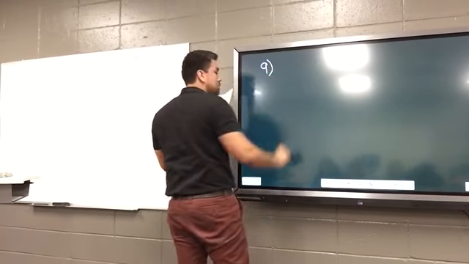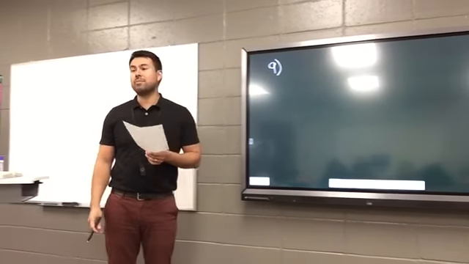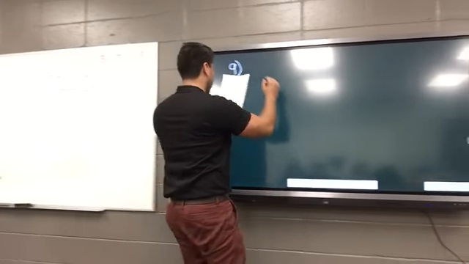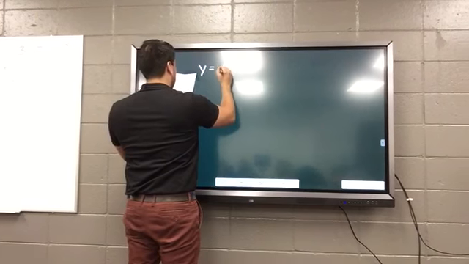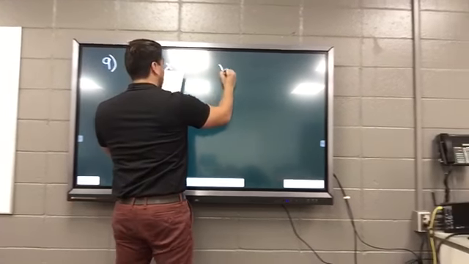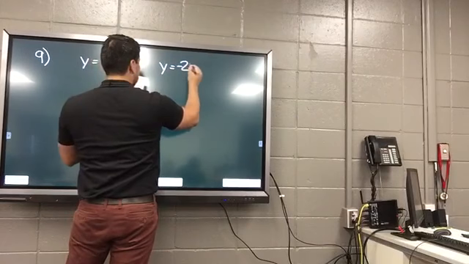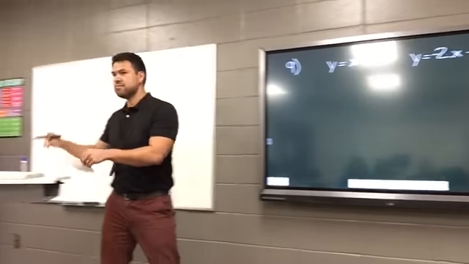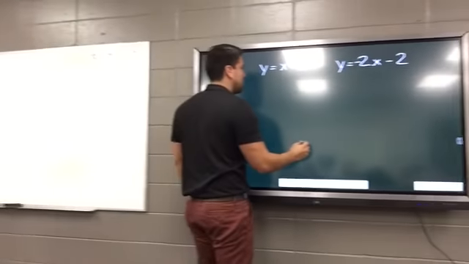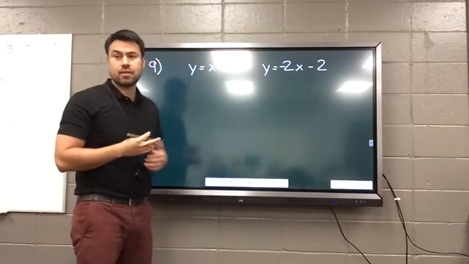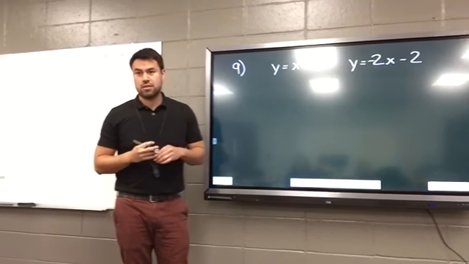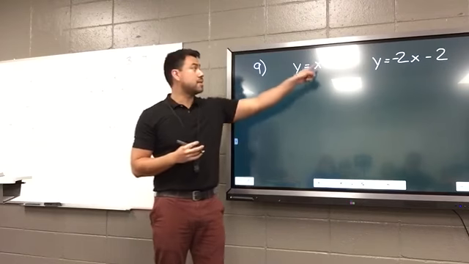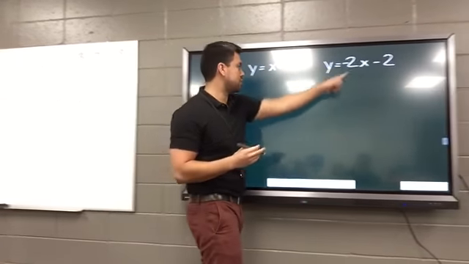And thankfully on these problems, they're all going to write them in slope-intercept form. So that's nice because you can just graph from there. So they gave you y equals x minus 8, and then y equals negative 2x minus 2. Yes, ma'am? Does the slope-intercept equation have to be addition? No, it could be subtraction or a negative slope.